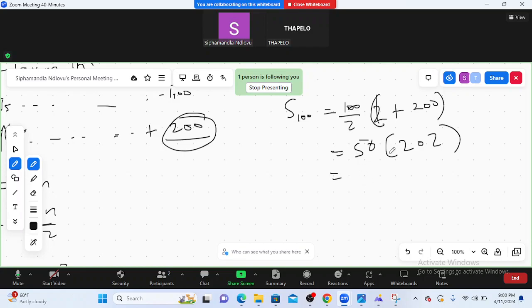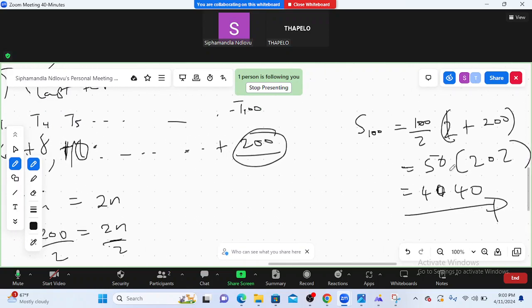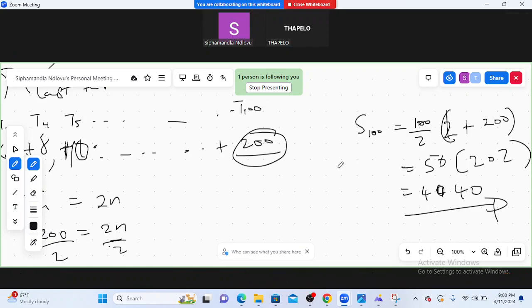And then 50 times 202 is 4040. So the sum of all these terms is 4040. So this is how summation works. This is for a linear pattern or arithmetic pattern. We will revisit it when we talk about geometric patterns. So, is there a question?